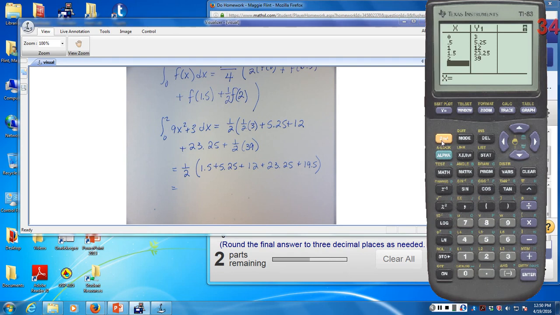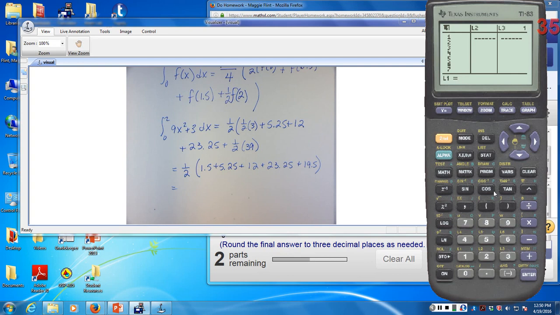Actually, you wanted to know how to automate it. Go to Stat, and edit. Clear out those two lists we used before. This will automate it to some extent. It won't make it totally automatic, but it will certainly make the math a lot faster.